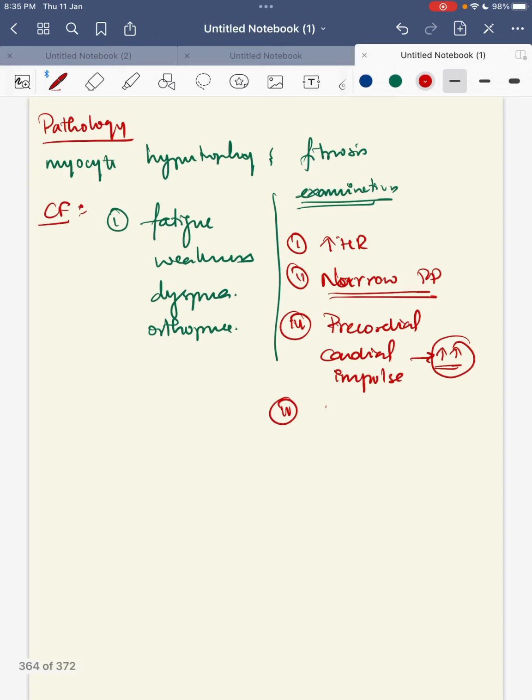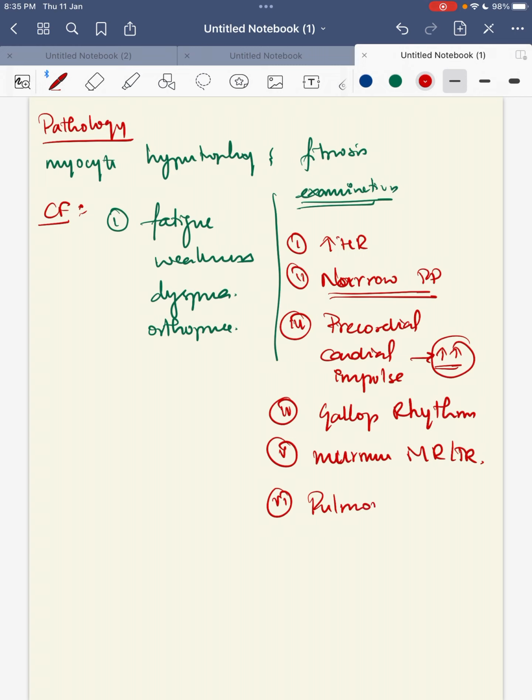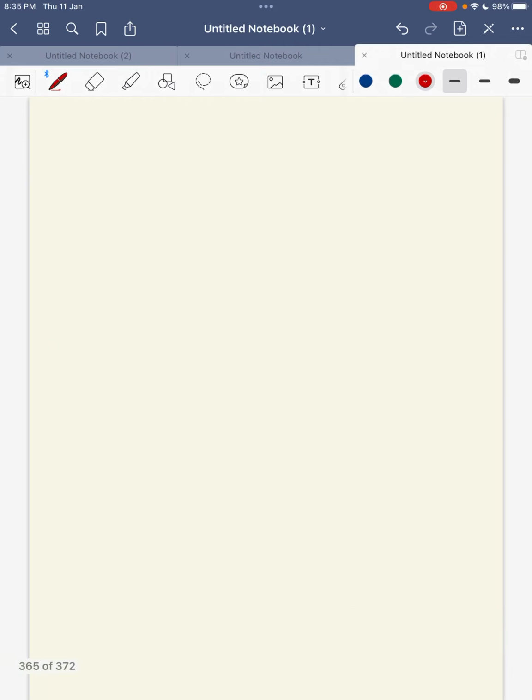When the child presents with cardiac failure symptoms, of course you will have a gallop rhythm. You can find a murmur of MR or TR. There will be pulmonary congestion, and because of this you can hear basal crepitations. So these are the clinical features you can find on examination in dilated cardiomyopathy.